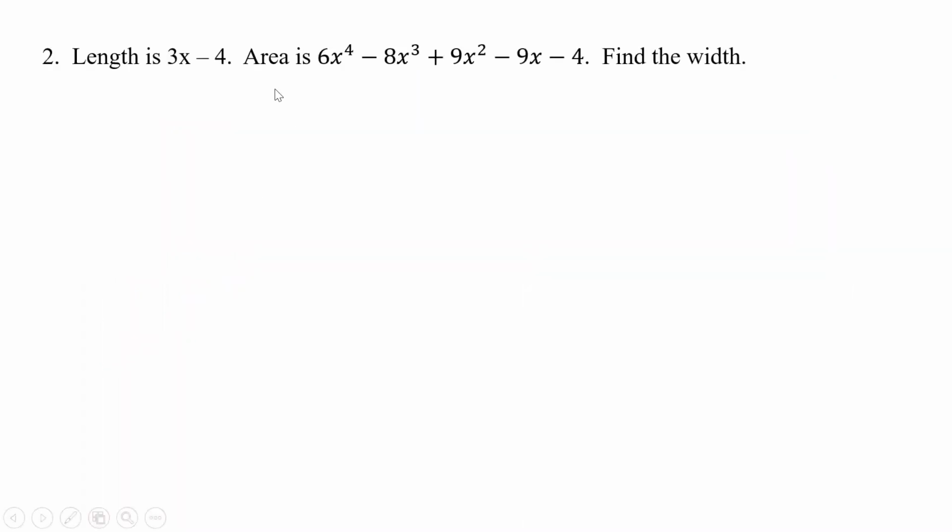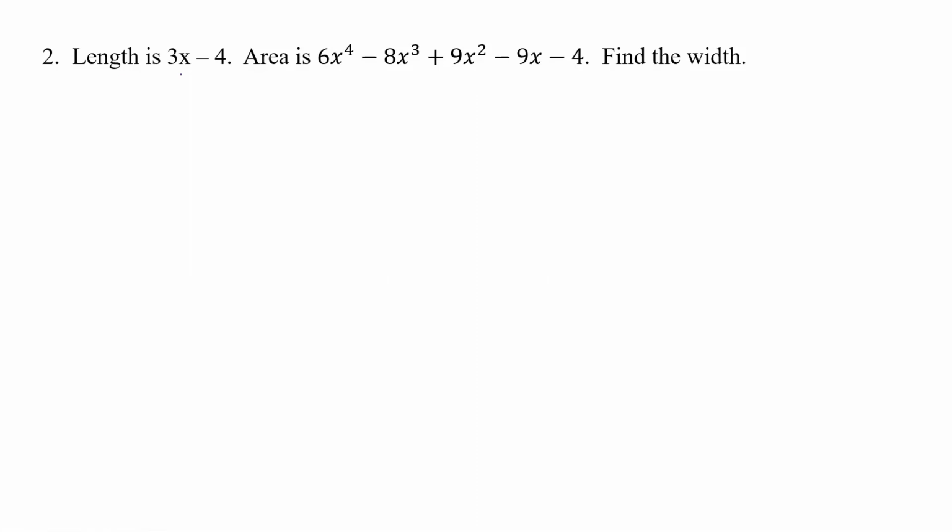All right, so this one is a little different. We have length and we have an area, and we want to find the width, but this time we have a huge polynomial. Now, would that really make sense for a rectangle? Not really, but we're not questioning it. We're just writing what we have.